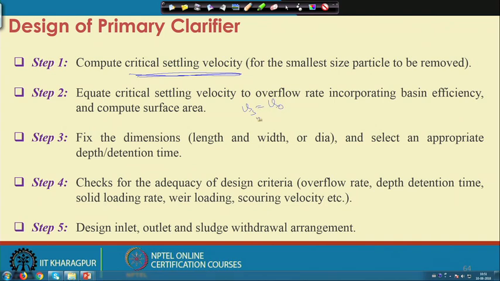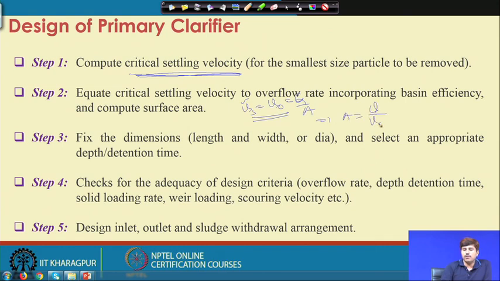So, considering the performance efficiency, or the value of 1 by n or n, we know the settling velocity, and we can equate that to the overflow rate. For an ideal settling basin, we can just keep settling velocity equal to overflow rate, which is equal to Q by A. So, A becomes Q by the settling velocity. But for real settling basins we will use the formula which we were just seeing, and considering the efficiency of settling and the n value, we can compute A from that formula as well.